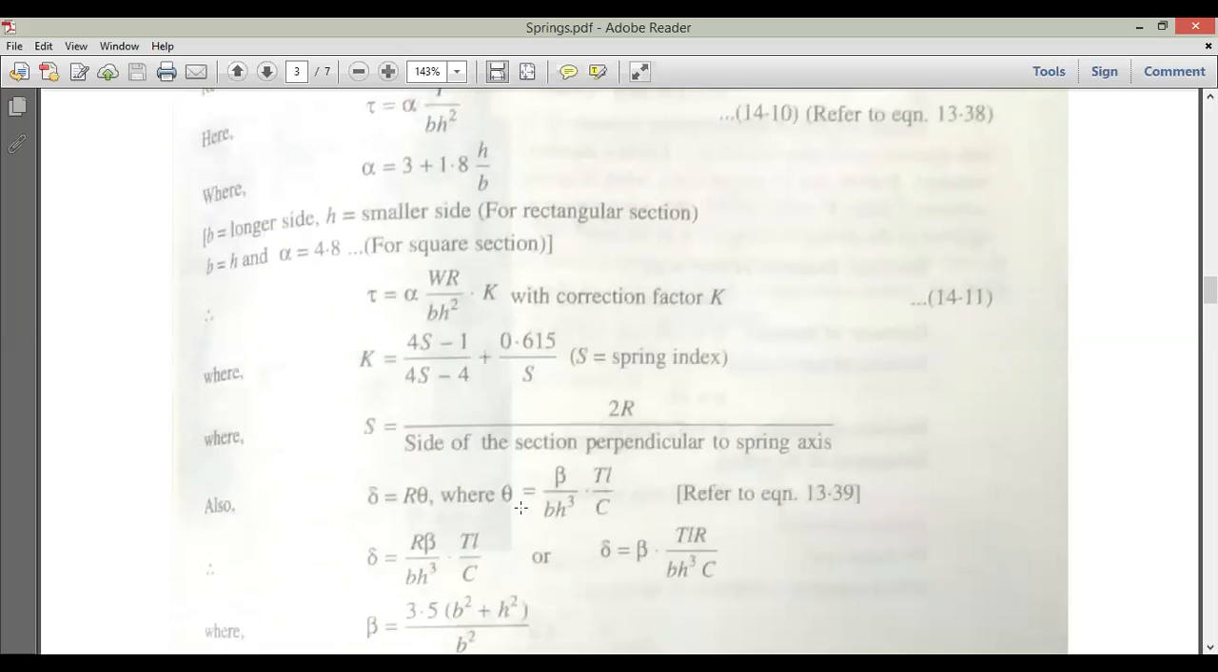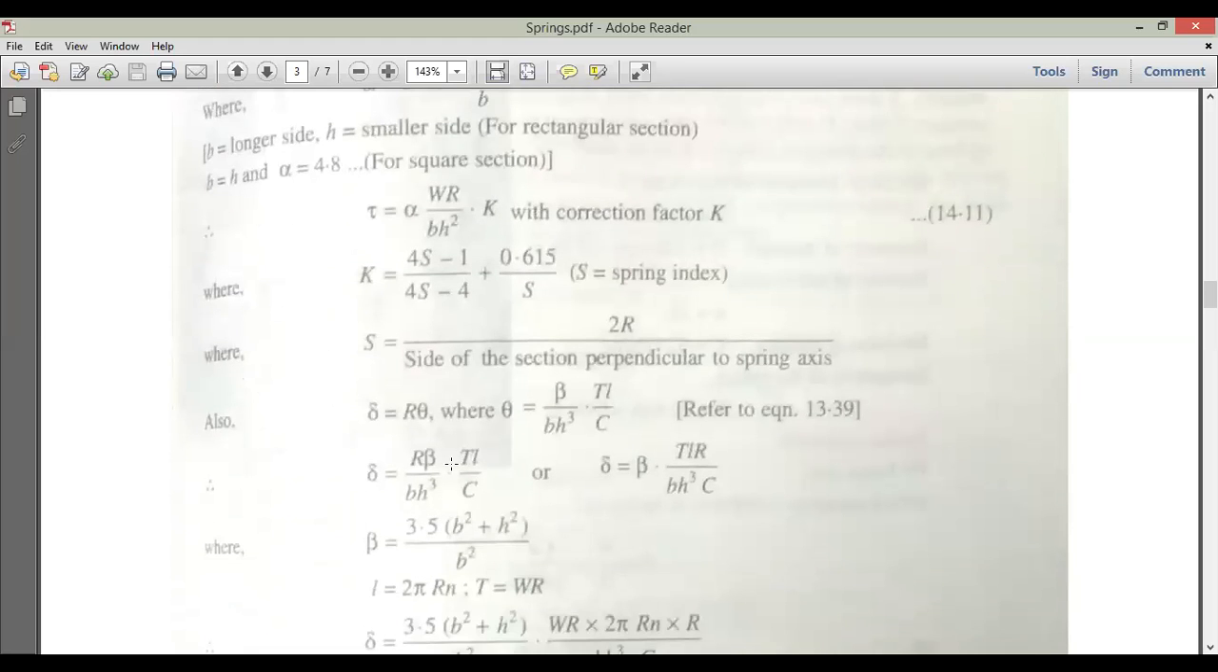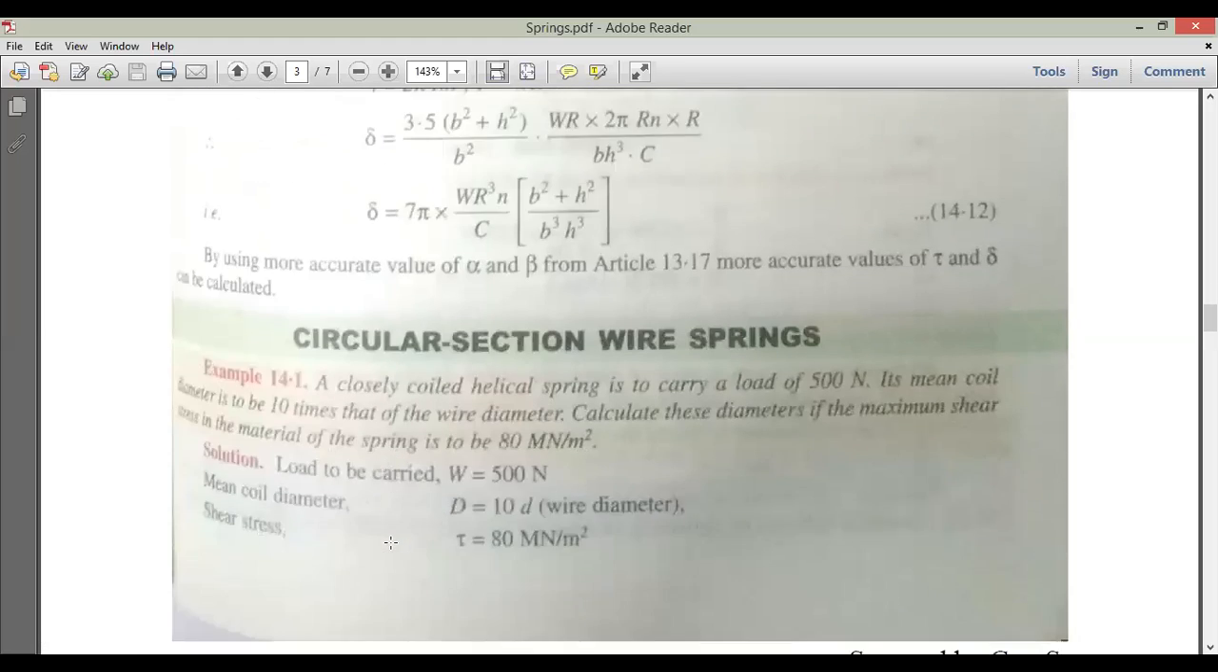Delta equals R theta, where theta equals beta upon b h cube, T L by C. This way we have found the deflection of a spring. Now we will be solving a few problems on closed coil springs. We have one example: a closed coil helical spring is to carry a load of 500 Newton.